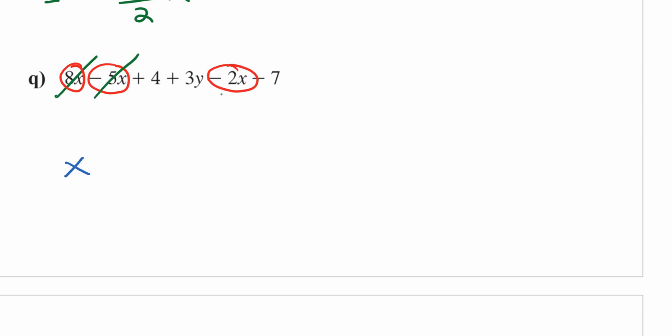If I combine all the x's, 8 minus 5 minus 2 is just going to be 1x, or just x. So now those guys are gone. And then I have a plus 3y by itself. And then finally, I have a plus 4 minus 7, which is going to be -3. So x plus 3y minus 3.